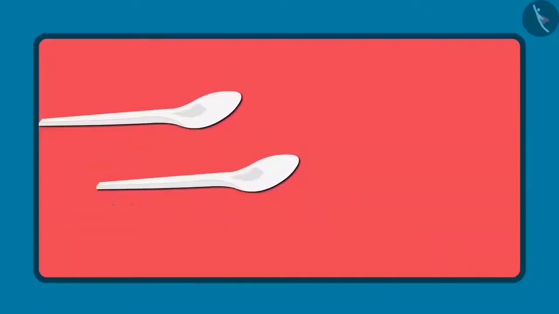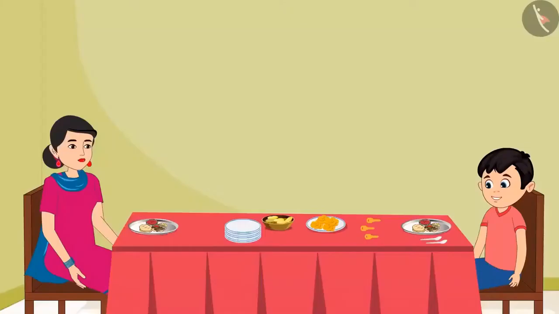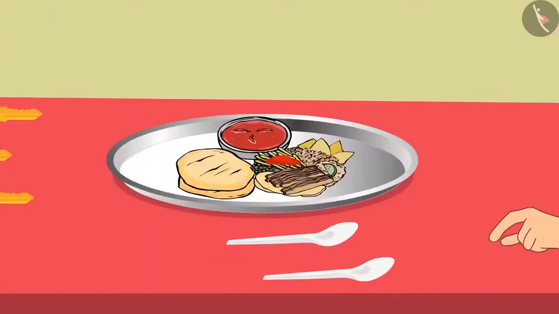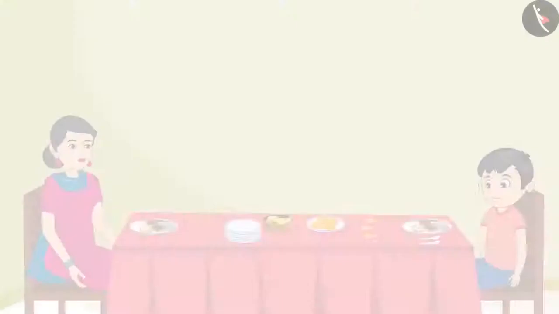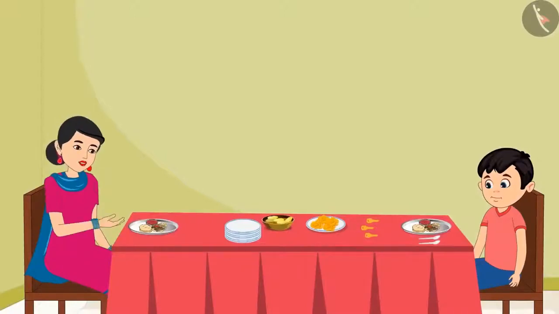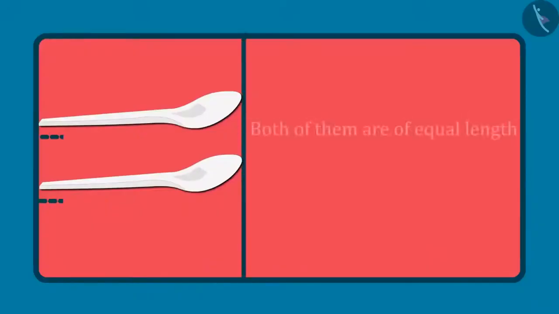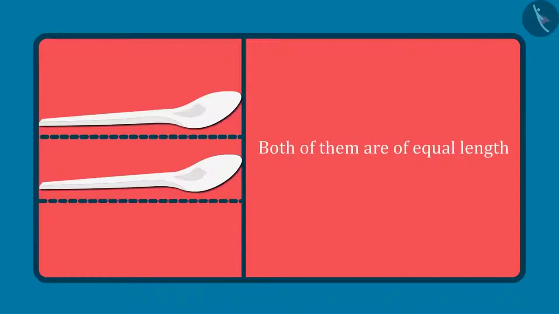Oh no, Chotu. This spoon looks longer to you because it is placed a little ahead. Keep both the spoons together so that one end of both the spoons is together. Okay, mummy. Here you go. Now tell me, out of these two spoons, is either of them long or short? Or both the spoons are of the same length, tell me? Oh yes, mummy. Both of them are of the same length.